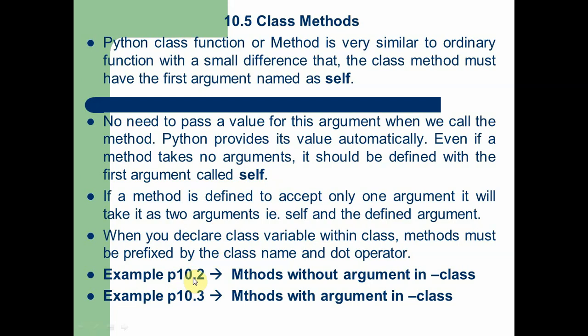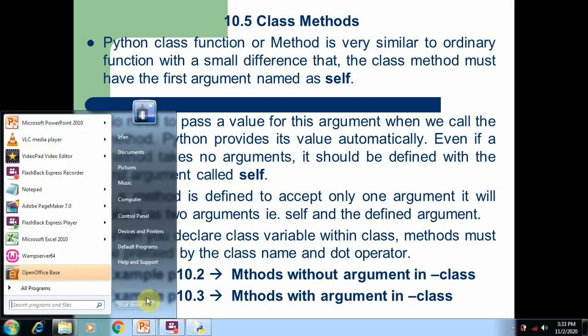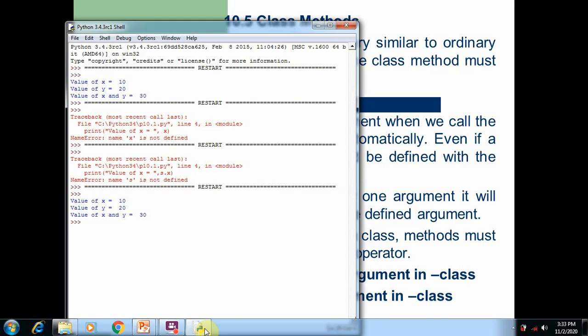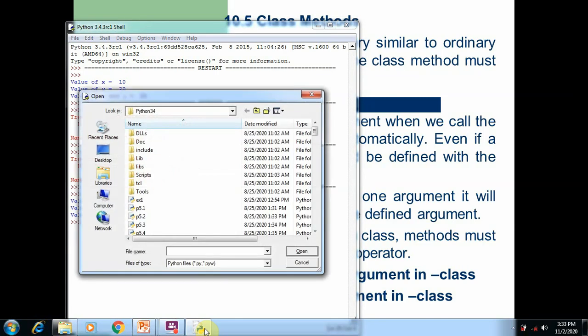We can understand these class methods using two programs. The first program is 10.2, where we create methods without argument, and 10.3, where we create methods with argument. So now I'm going to open the file program 10.2, where we create class methods without argument.